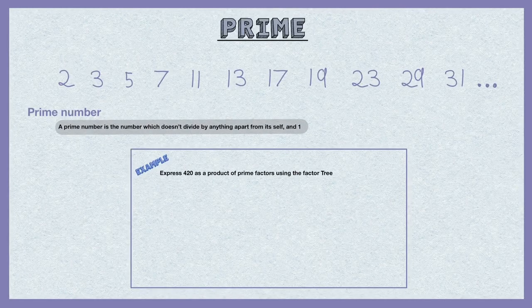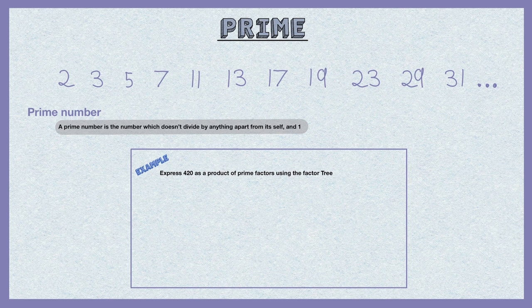So now let's look at prime numbers. A prime number, as you can see here with the definition, is a number which doesn't divide by anything apart from itself and 1. There is one exception to this, and this is the number 1. The number 1 is not a prime number, but on the top row here we can see all the prime numbers up to 31, and then they keep on going.